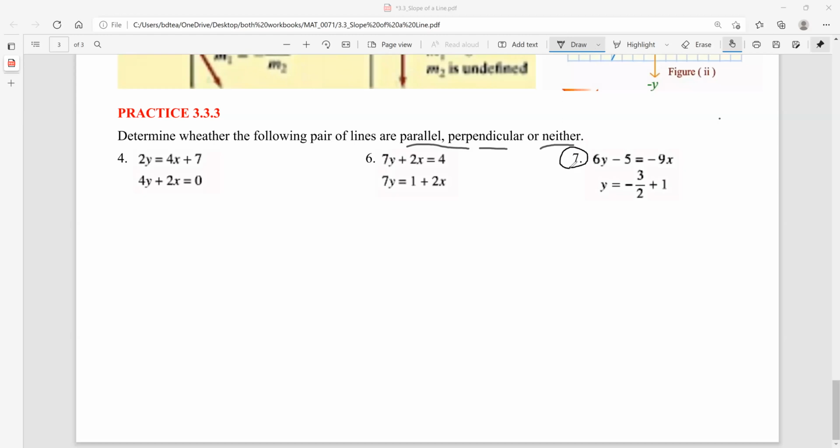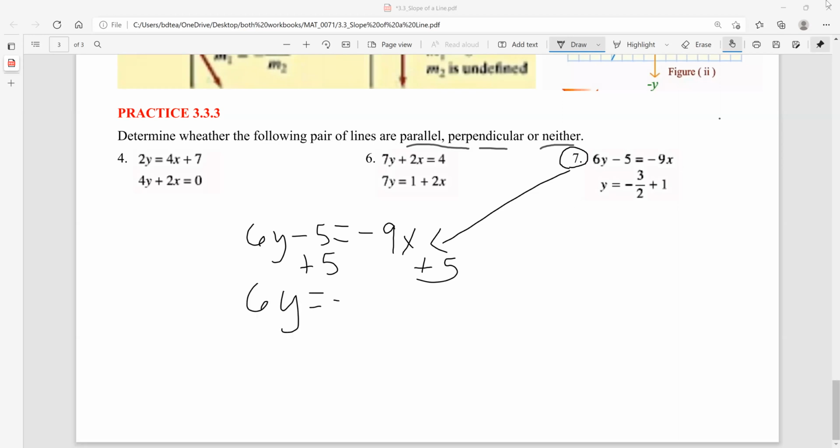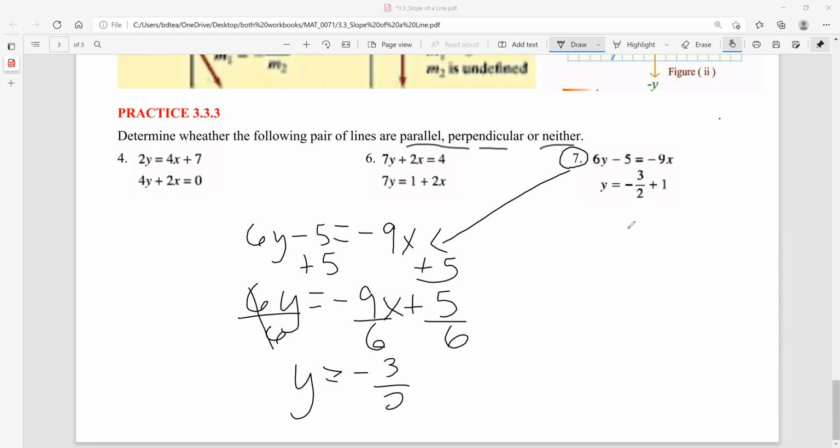So if we look at number 7, again, now we're solving for y, so we can look at it and find the slope. So we have 6y minus 5 equals negative 9x. We're adding 5 to both sides. So we have 6y equals negative 9x plus 5, dividing everything by 6. So y equals, let's reduce this to the lowest terms, dividing both of them by 3. So that equals negative 3 over 2x plus 5/6.